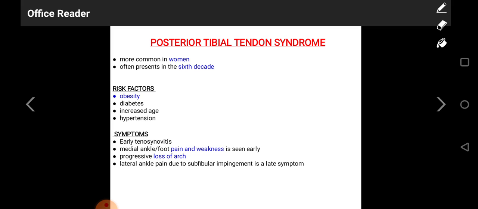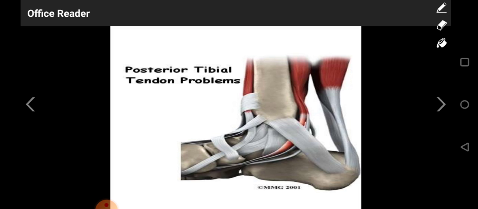Now the applied aspect: posterior tibial tendon syndrome. It is more common in women in the 6th decade of their life. The risk factors include obesity, diabetes, increased age, hypertension. The symptoms are early tenosynovitis, medial ankle and foot pain and weakness, progressive loss of arch; lateral ankle pain due to subfibular impingement is a late symptom. This is the image showing you the posterior tibial tendon problems.